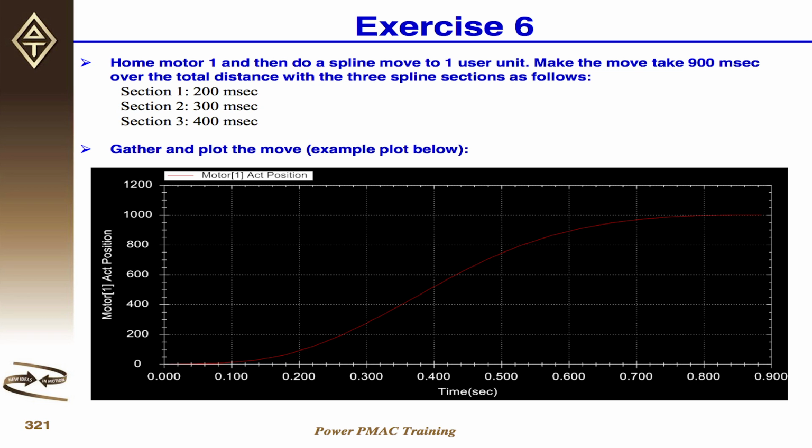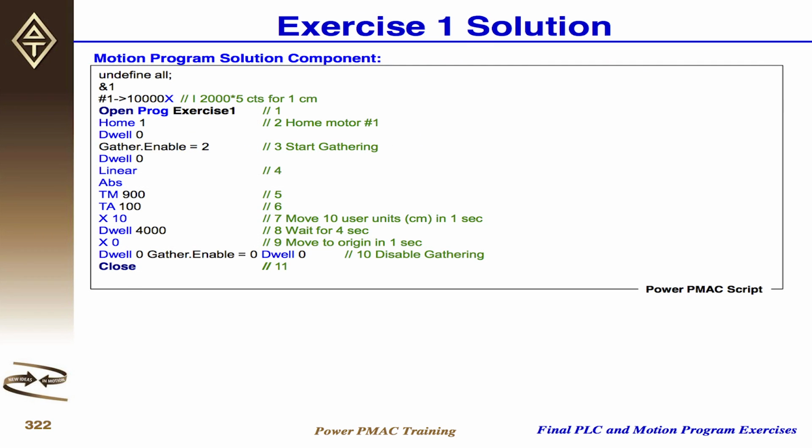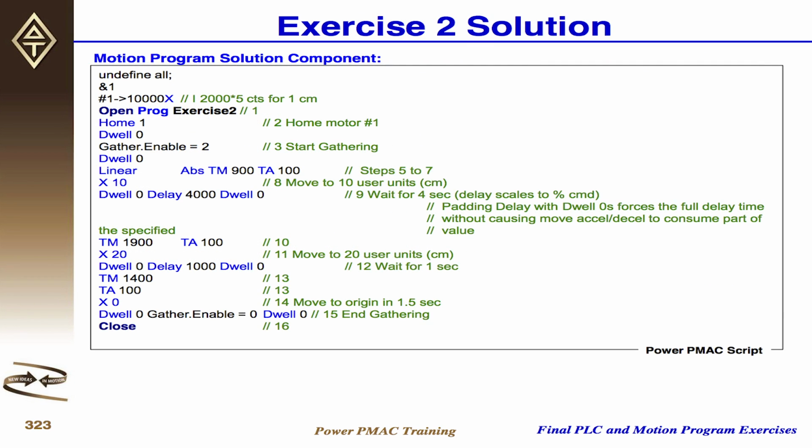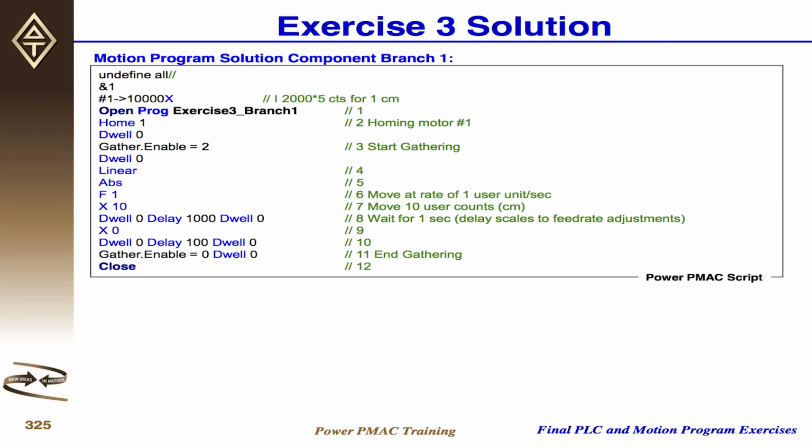So the first section will be 200 milliseconds, second section is 300, and third section is 400 milliseconds, so that the entire move occupies 900 milliseconds, and you move your axis 1 user unit over that time. You can use whatever axis you want, X, Y, Z, or even A if you want, as long as you move 1 unit in 900 milliseconds with these sections, and you can compare to this plot if you want. And all of the solutions are given here in example code if you need to reference them.